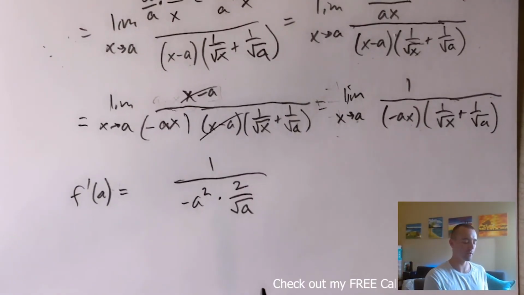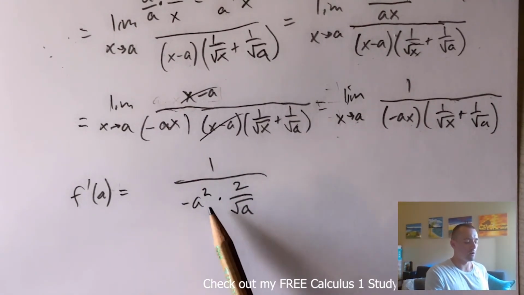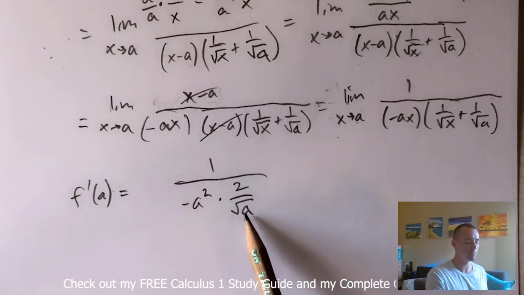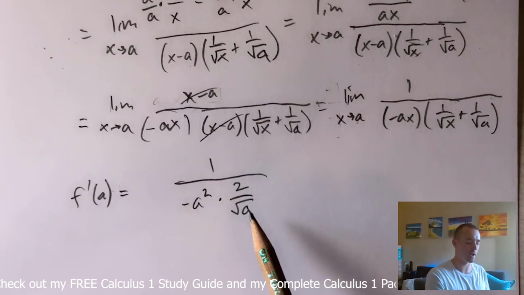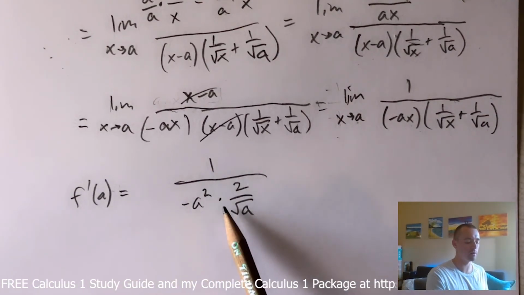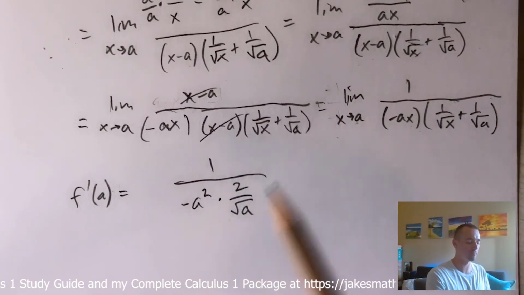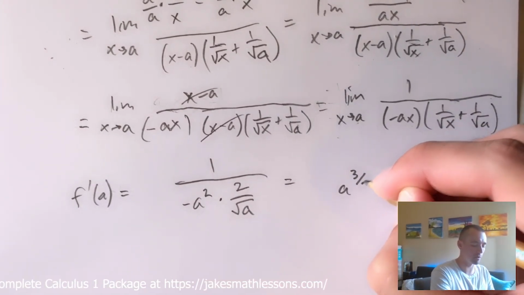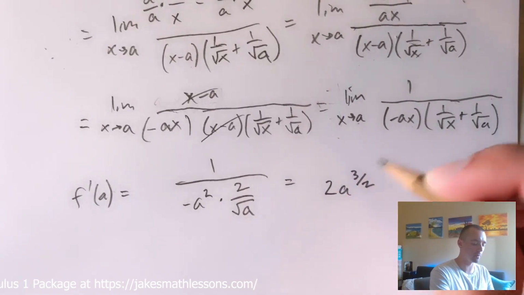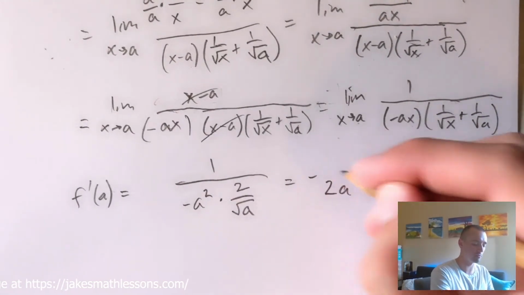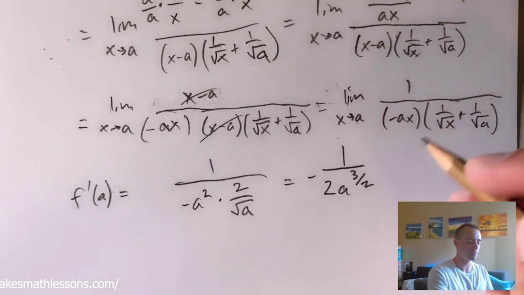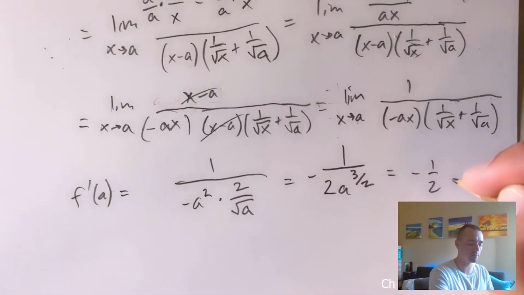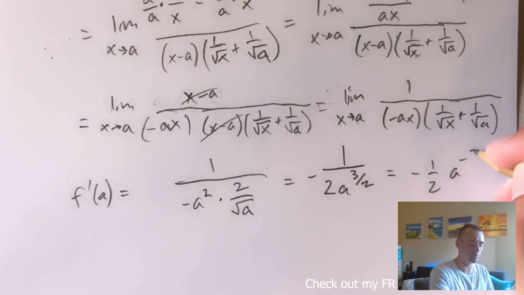And now we can simplify this. So this denominator down here having a squared times a square root of a on the denominator. Square root of a is the same as a to the 1/2. Having a squared divided by a to the 1/2 is just going to give us a to the 3/2 on our denominator. And that's still going to be multiplied by 2, and we're going to have a negative. So this can again be kind of simplified to negative 1/2 a to the negative 3/2 power.